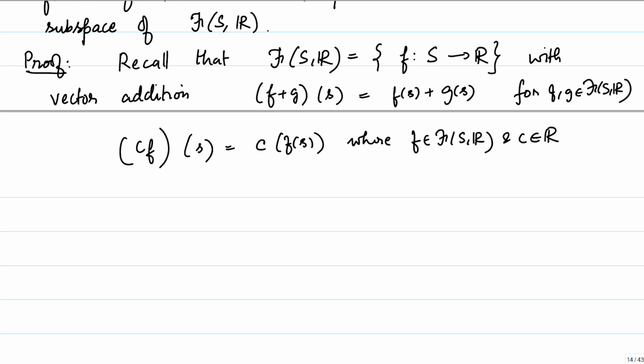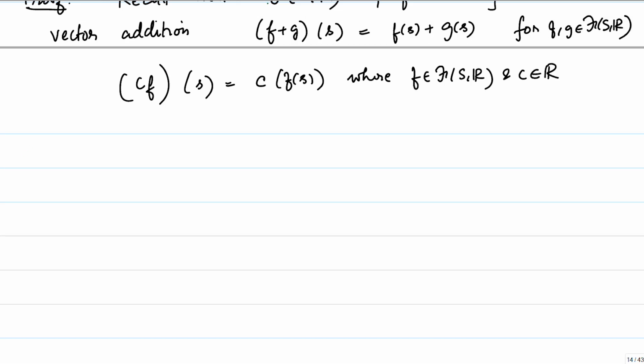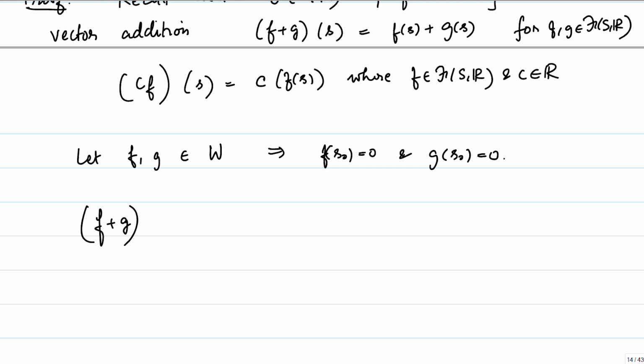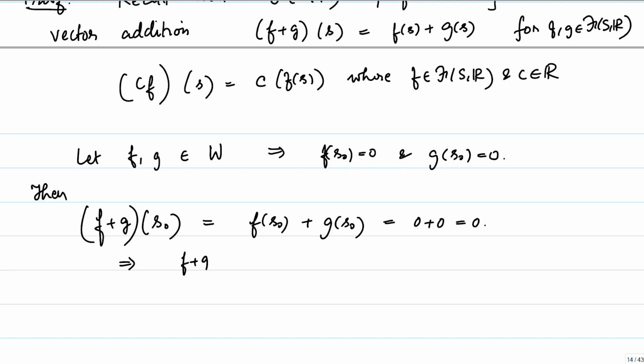Okay, so we will show that W is always a subspace. Again, like in the previous problem, we just have to show that W is closed under vector addition and scalar multiplication, but that is quite straightforward. So, let f, g be in capital W. This implies that f(s0) is 0 and g(s0) is 0. Now let us look at the vector addition f plus g and look at its value at s0. By the definition, (f+g)(s0) is equal to f(s0) plus g(s0), which is equal to 0 plus 0, which is equal to 0. Which implies that f plus g belongs to capital W.